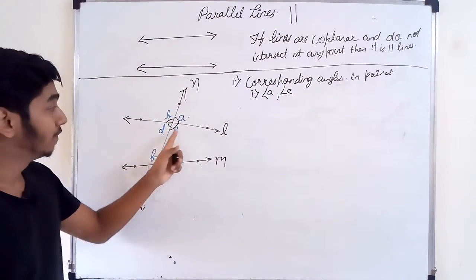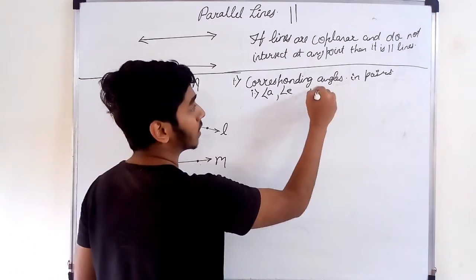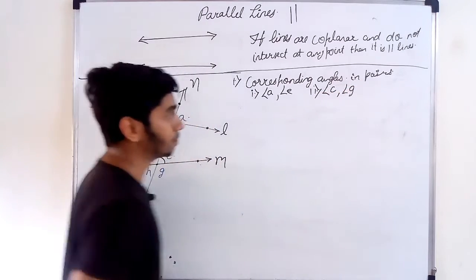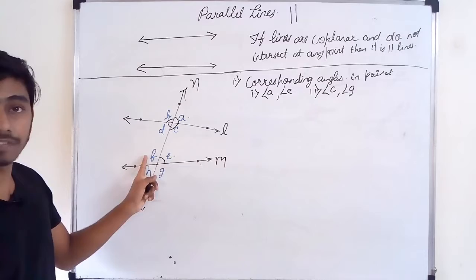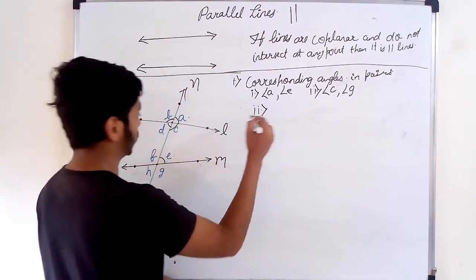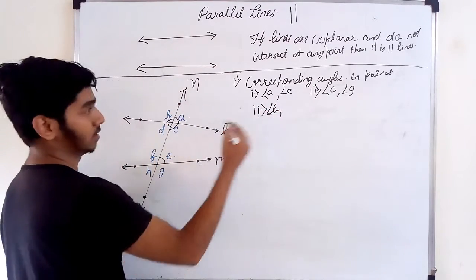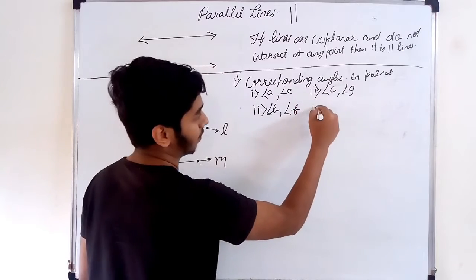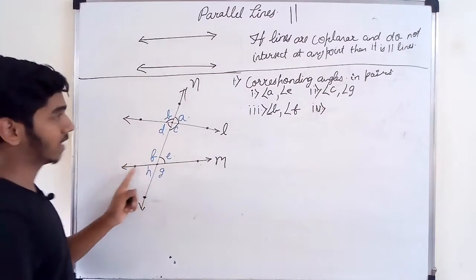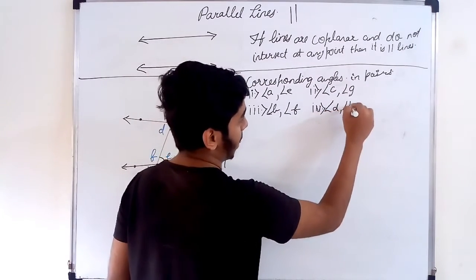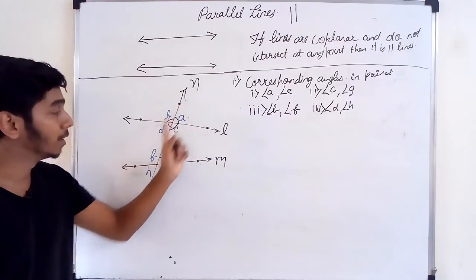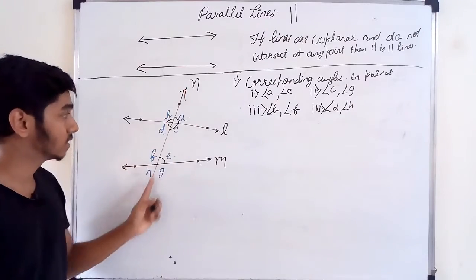A and E. We can say C and G also. That is one more pair, angle C and angle G. We can say B and F, and also D and H. So write it, angle B and angle F. The fourth one, D and H. So there are four pairs of corresponding angles.